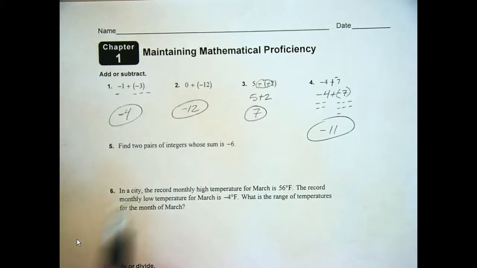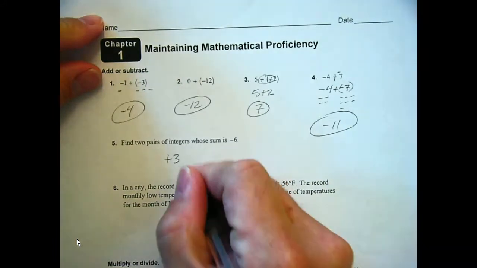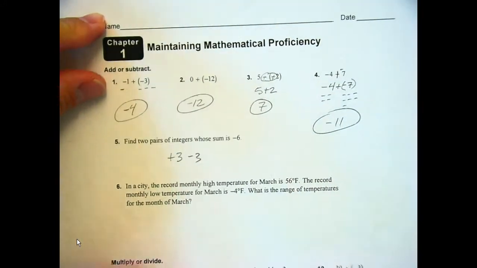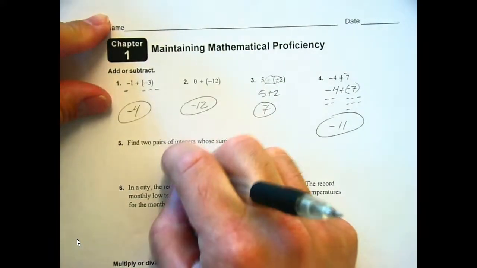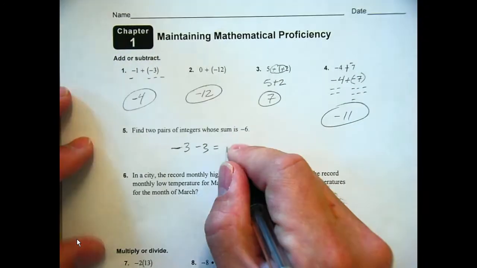All right, find 2 pairs of integers whose sum is negative 6. Tell your neighbor what you got. You didn't tell us to do 5. I know, I didn't tell you to do it. I'm telling you now. Do it. Okay, volunteer. Matt. Negative 3, 3. Positive 3 and negative 3. Does that give us negative 6? That's 0, so we'd have to make this negative. Okay, that gives us negative 6.